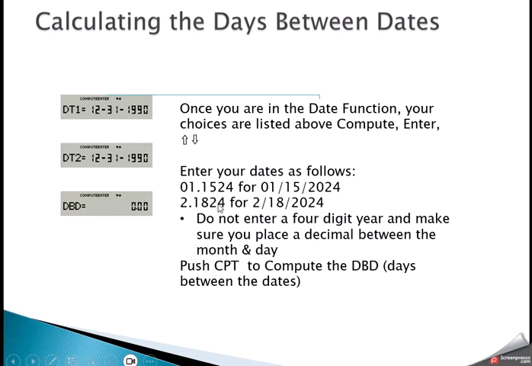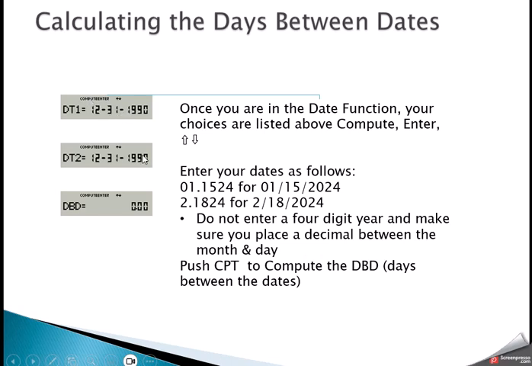You want to enter those dates in the proper format. Let's say we were going from January 15th to February 18th. We enter the month, a decimal, the 2-digit day, the 2-digit year, and then press the enter key. Again, that enter key is right beside the compute button. Then we arrow down to the next date, put in 2 for our month, decimal, 2-digit day, 2-digit year, and again hit the enter key. Then we arrow down to our days between the dates. DBD stands for days between the dates. Then we tell the calculator to compute that.